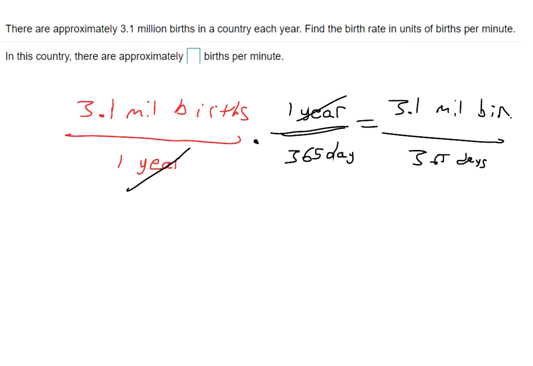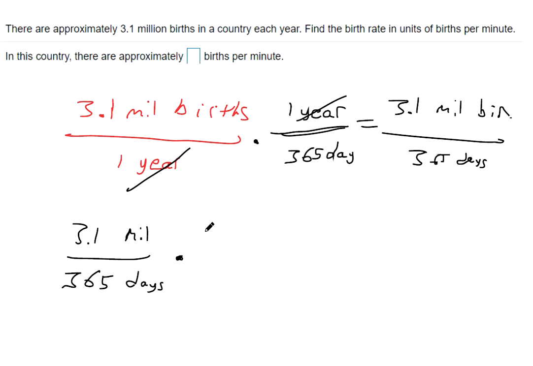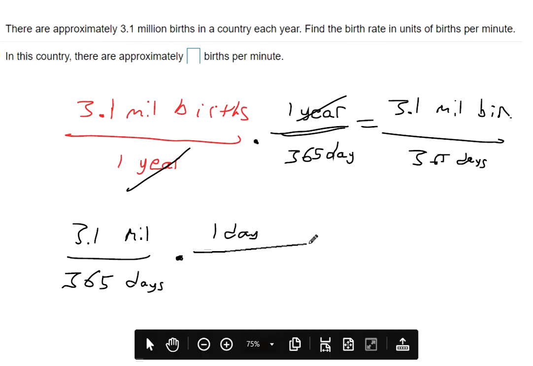Now, our unit of time has gotten smaller. We're getting closer. So here, I'm just going to abbreviate even more just to save my hand some writing with this mouse. That's 3.1 million for 365 days. And now we want to multiply by, we're still trying to get to minutes. So here's something else I know. I know that there's 1 day. That will make these cross-simplify, right?